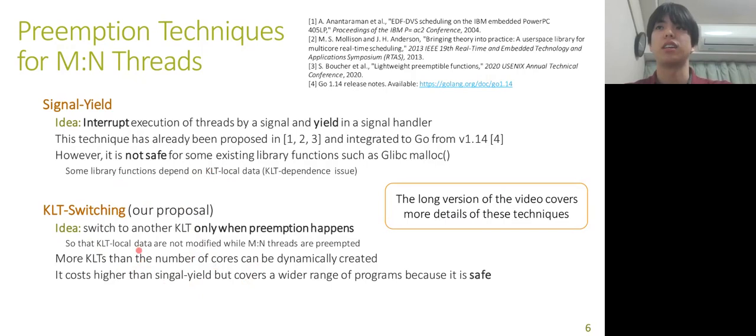It resolves the KLT dependence issue in signal yield by switching to another KLT only when preemption happens, so that KLT local data are not modified while being preempted. By doing so, more kernel-level threads than the number of cores can be dynamically created, and the cost of KLT switching is much higher than that of signal yield, but it covers a wider range of programs because it is safe.